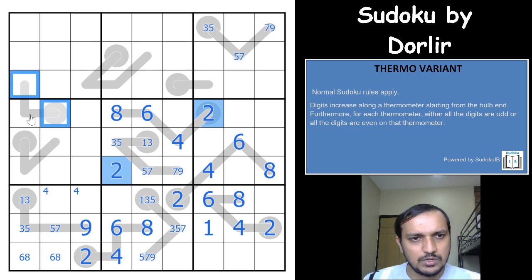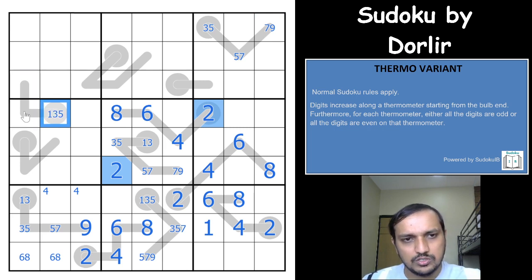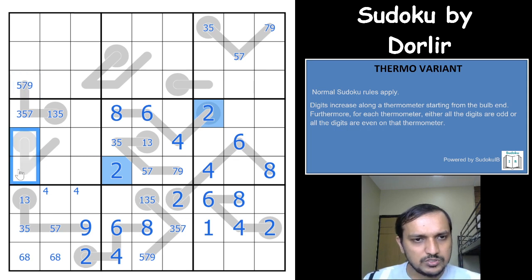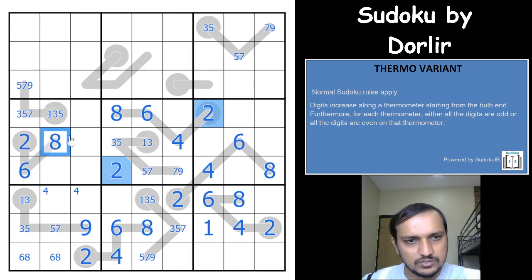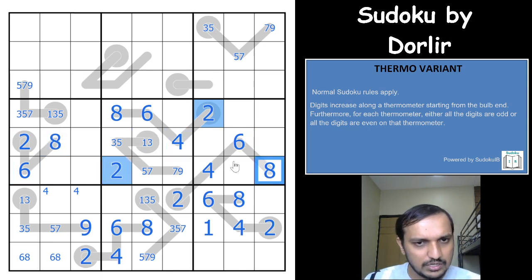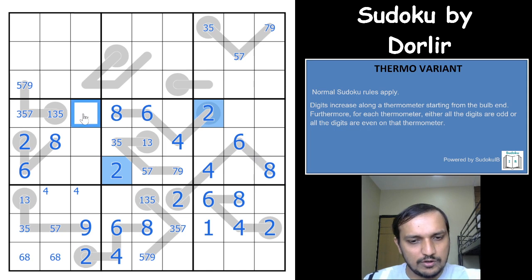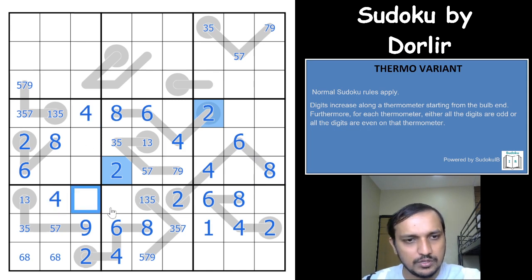This cannot be even, so this has to be odd. 1, 3, 5, 3, 5, 7 and 5, 7, 9. So this can still be odd, right? No, it cannot be odd. You already have 4 odd digits here, so this would have to be even. It has to be 2, this is 6 and this is 8, by seeing all the other even digits on that row, in these 2 rows. This would have to be a 4, that gives you a 4 here.